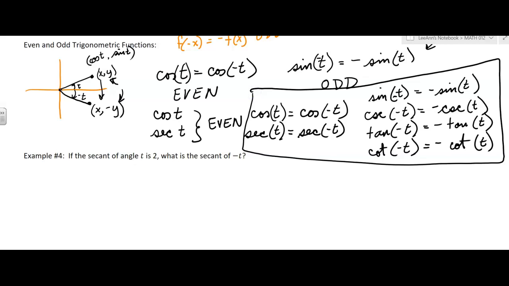And there's a chart in the book. I don't know if they have theirs written as nicely, maybe. Or they just have it written a little bit differently. Eventually, when we get to the identities, we're going to write it this way.